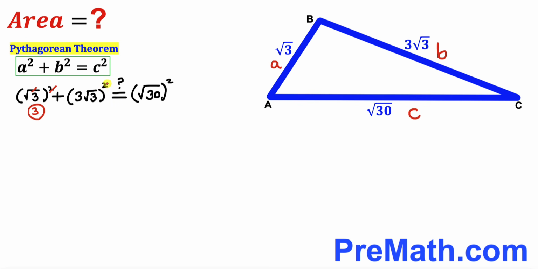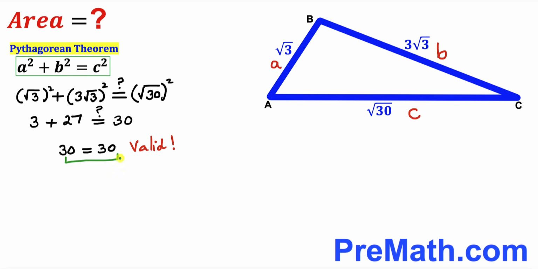For this one, square and square root cancel each other, we end up with 3, and 3 squared is 9, times 3 is 27. For the right hand side, the square and square root cancel each other, so we end up with 30. So we can write 3 plus 27, is it equal to 30? The left hand side is equal to 30 and the right hand side is 30 as well. So this statement is valid, and this Pythagorean theorem indeed holds.